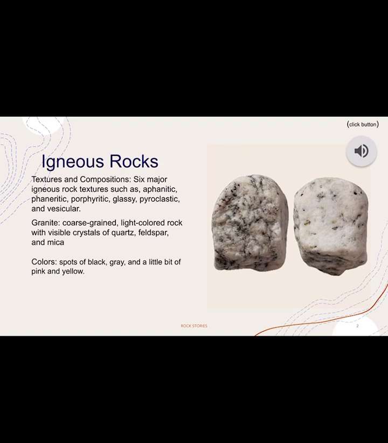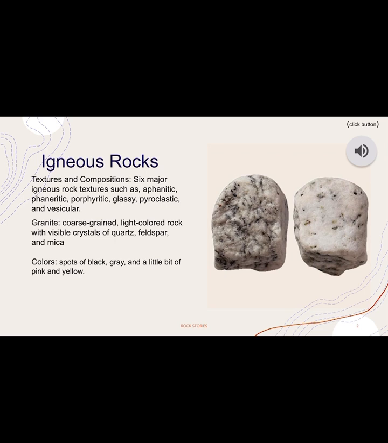Igneous rocks. This rock belongs to one of the three major families that we learned in class, which is the igneous family. It looks like a piece of granite. How can I tell? First, I examine the texture and composition of this rock. In one of our labs, Lab 4, Igneous Textures and Compositions, we learn about the six major igneous rock textures such as aphanitic, phaneritic, porphyritic, glassy, pyroclastic, and vesicular.